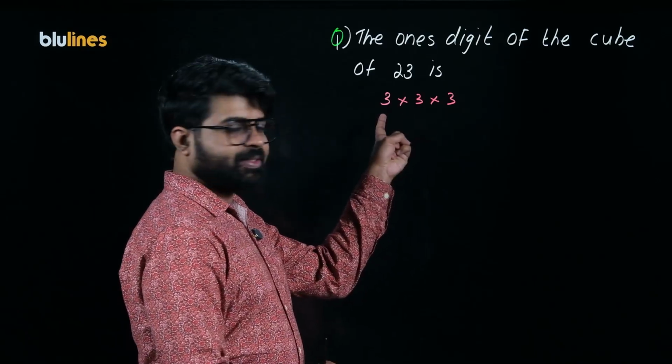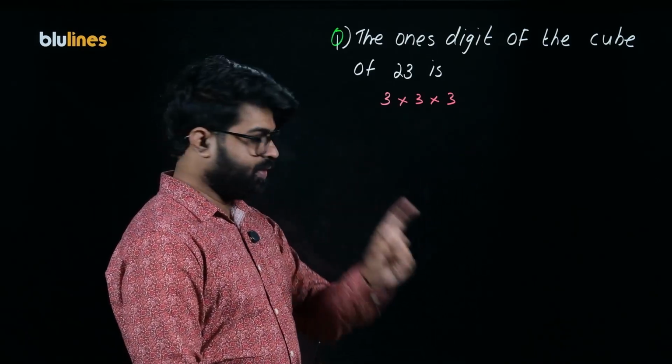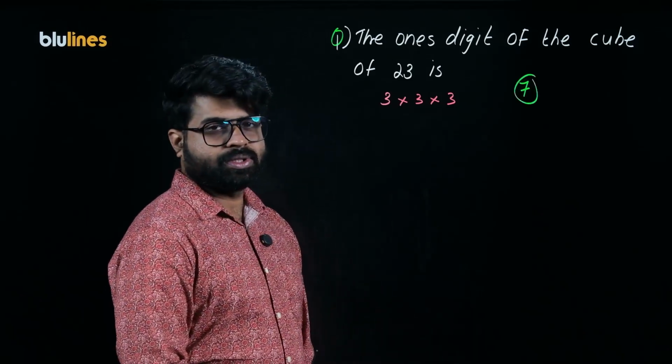3 into 3 is 9. 9 into 3 is 27. So the units place must be equal to 7. So the answer must be equal to 7.